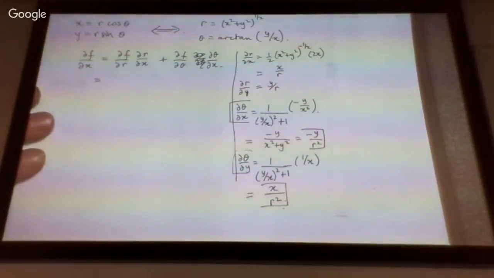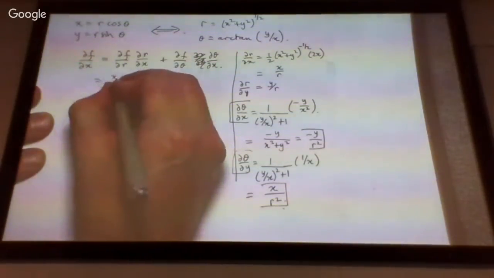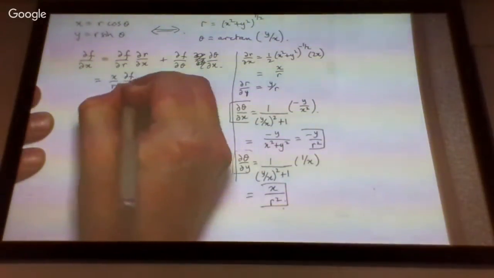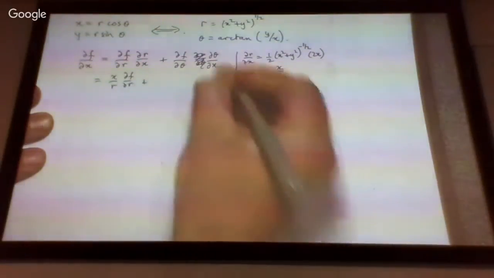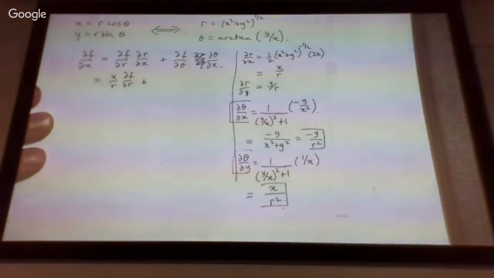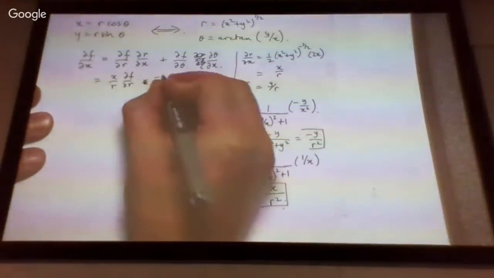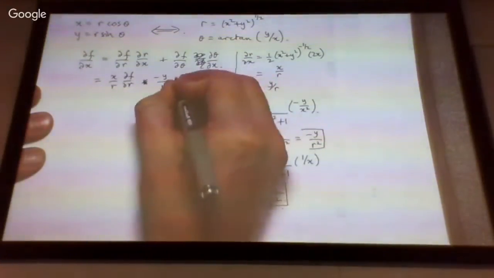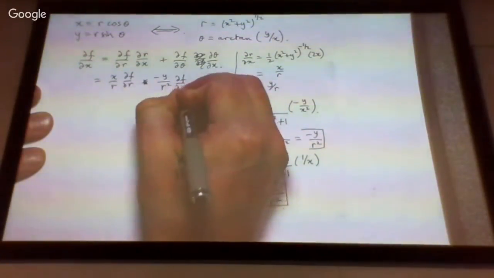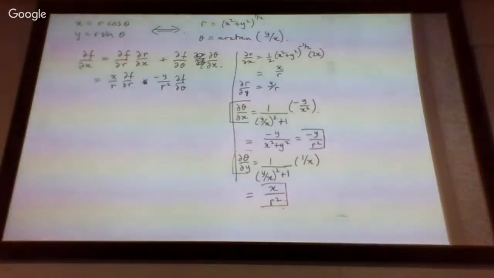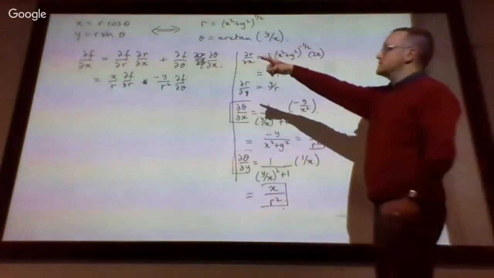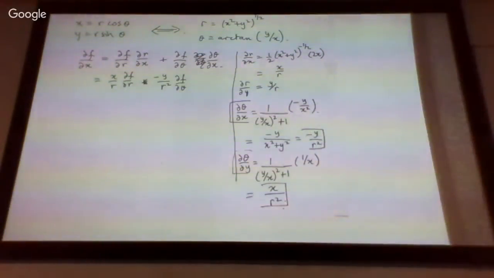So dr dx is x over r. So I'll have x over r df dr plus d theta dx, which is minus y over r squared, df d theta. So that's the expression for df dx.